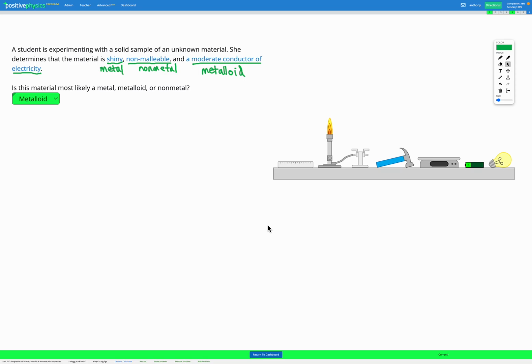So when we're answering these questions, we want to look at the properties and for each one determine, is this common in metals or non-metals? And then use that to determine, is the material all metallic properties? That would be a metal. Is it all the properties of non-metals? That would make it a non-metal. Or is it a combination of metal and non-metal properties? That would make it a metalloid.